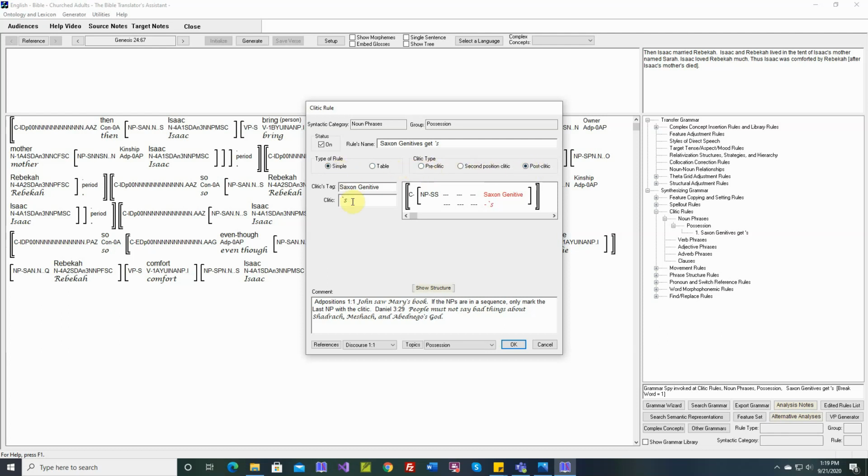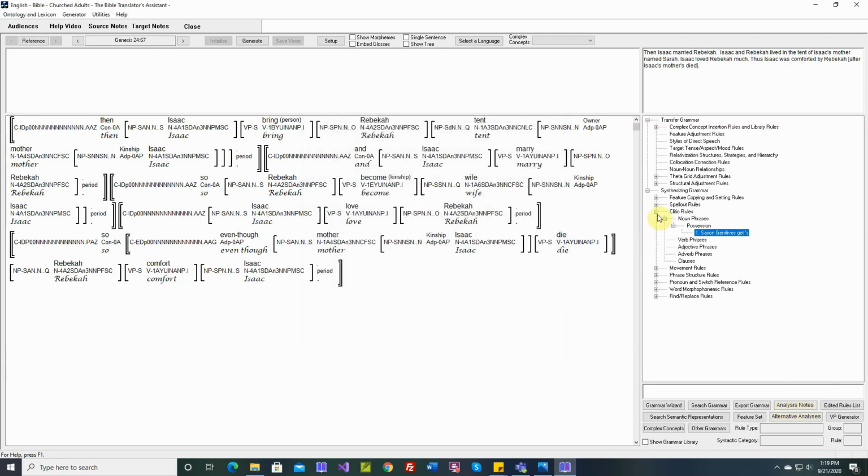This is a simple rule, inserting just one clitic. If you have multiple clitics, you can build a table. English doesn't need that, so we have this. After the clitic rules, we have movement rules.